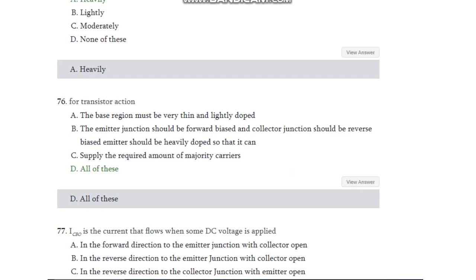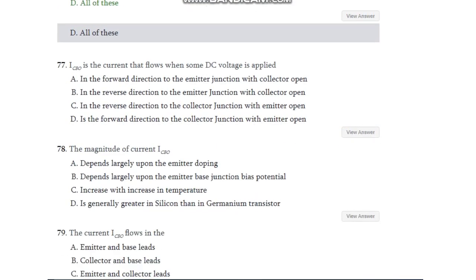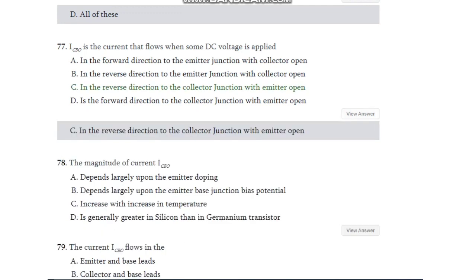Question number 77: ICBO is the current that flows when some DC voltage is applied in the forward direction to the emitter junction with collector open; in the reverse direction to the emitter junction with collector open; third option, in the reverse direction to the collector junction with emitter open; and fourth, in the forward direction to the collector junction with emitter open. And the answer is C, that is in the reverse direction to the collector junction with emitter open.